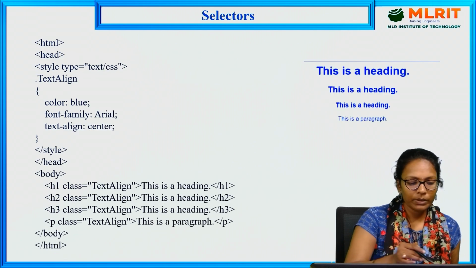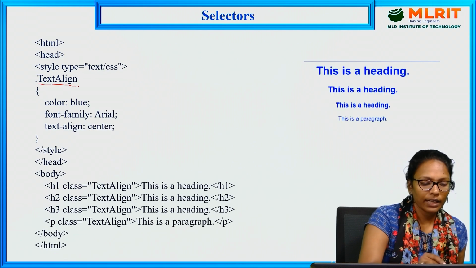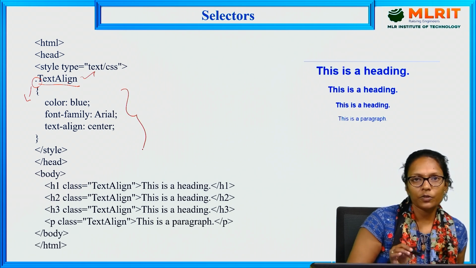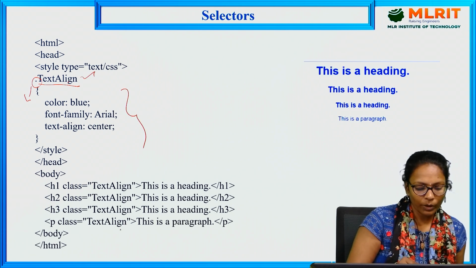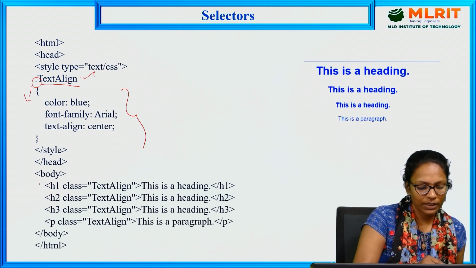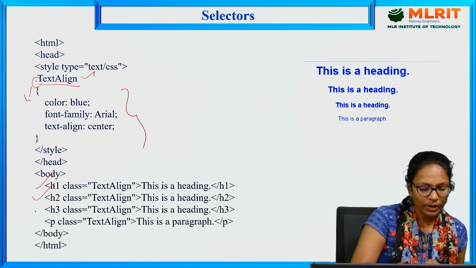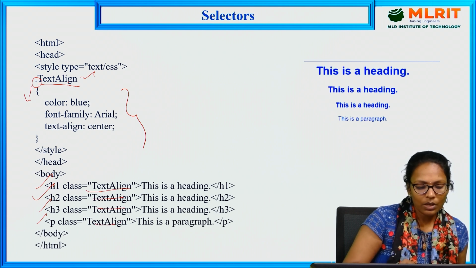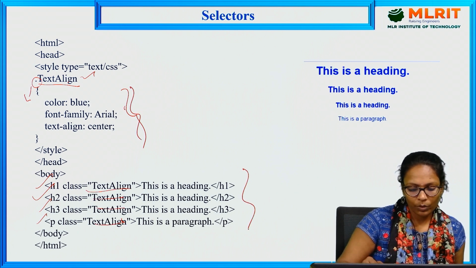Coming to the example. So the class name is dot text align. Dot means it is a class name whose class name is text align. Apply the set of styles. And now here within the body tag, I'm writing different elements. One is H1 element, other one is H2, H3 and P. And if you observe for all these things, the class name is same. What is the class name? Text align only. So that the set of styles will be applied for all these elements.